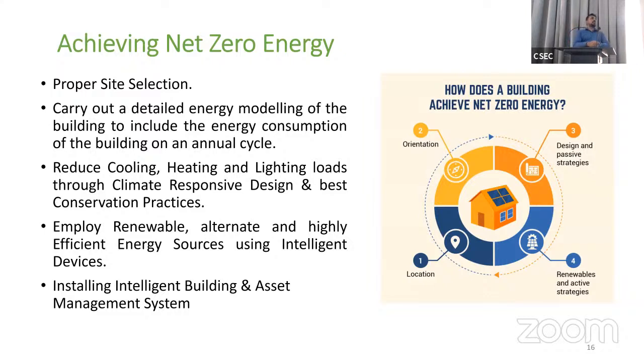In order to achieve net zero energy, there are four main concerns. One is location, and the other one is orientation of the building. The third one is design and passive strategies. And the fourth one is renewable and active strategies. As a first step, it is required to have a proper site selection. And also, after designing the building, a comprehensive energy modeling of the building can be carried out to have energy consumption on an annual cycle.